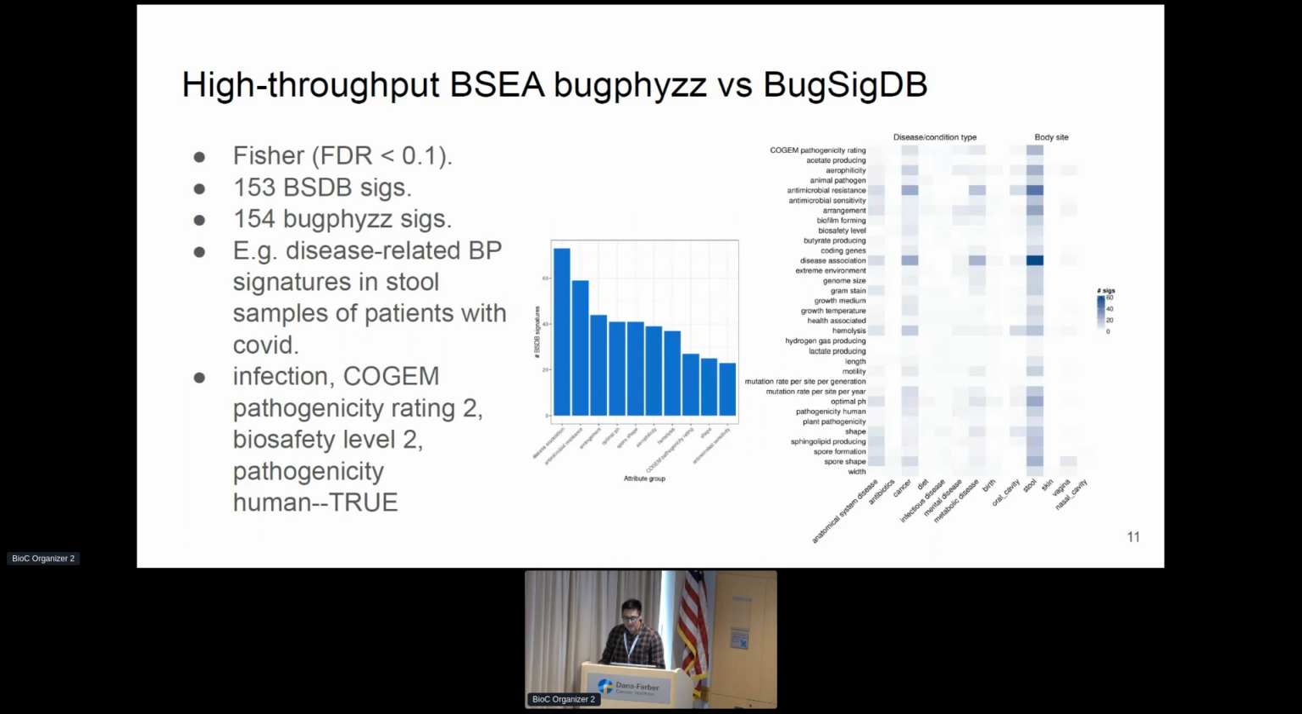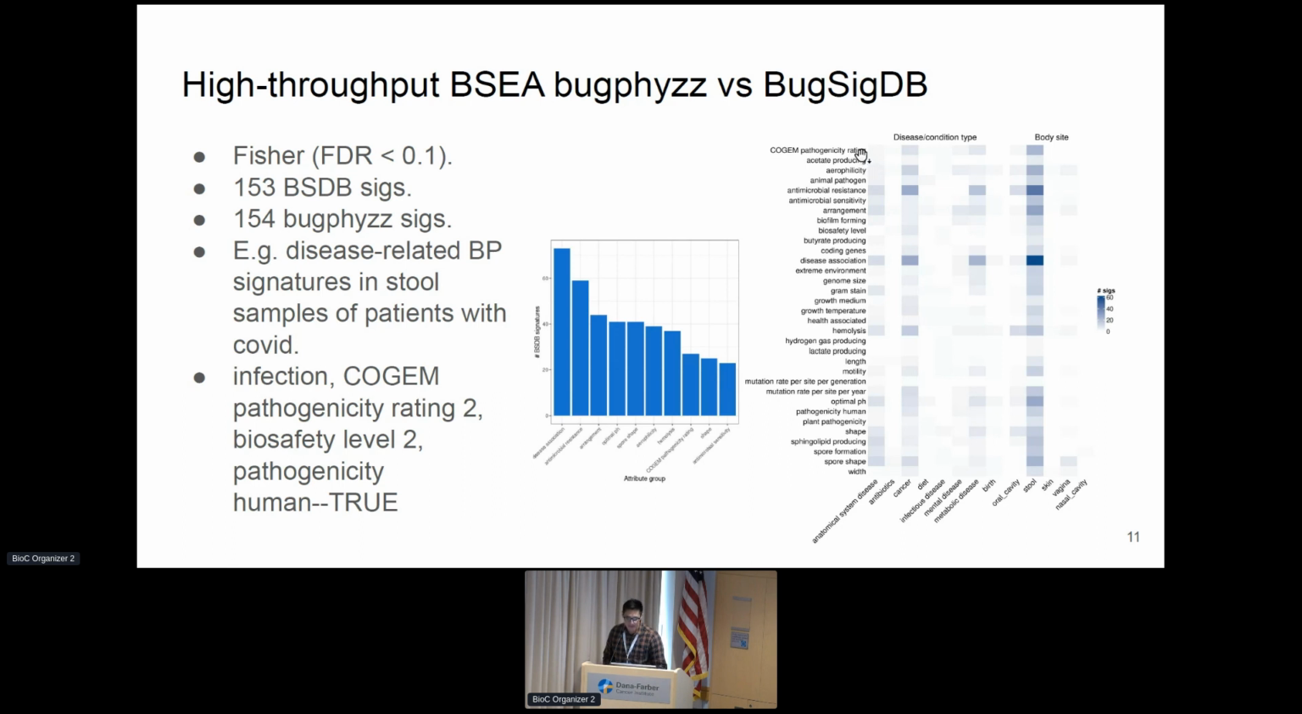using Fisher exact tests, which is a kind of overrepresentation analysis. And yes, we got like 153 BugSigDB signatures that were significantly enriched with this FDR threshold, and about 144 BugFix signatures. And yes, just briefly showing a heat map here, presenting the body sites and the different types of conditions or diseases that were enriched with some signatures in BugFix, right? But there are a lot.